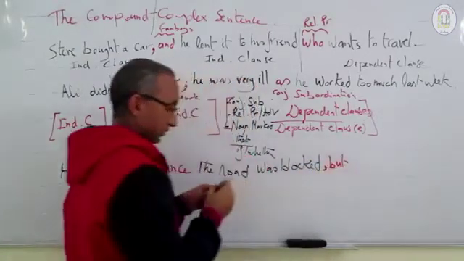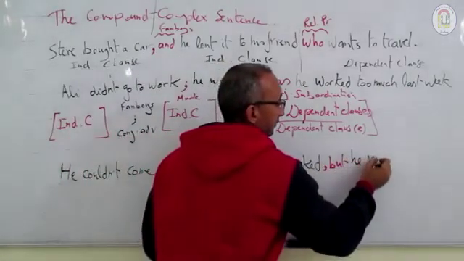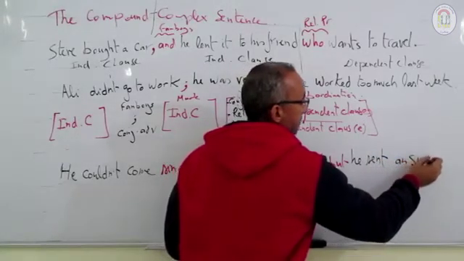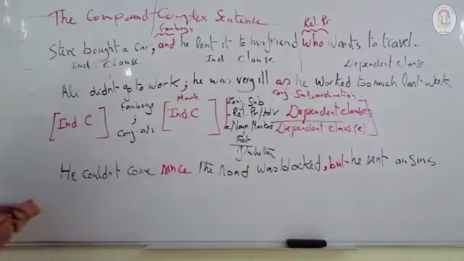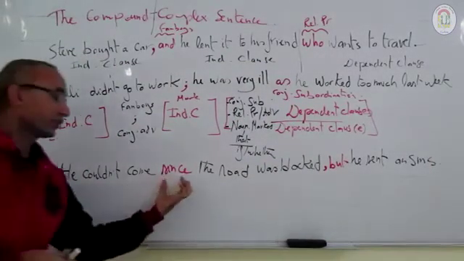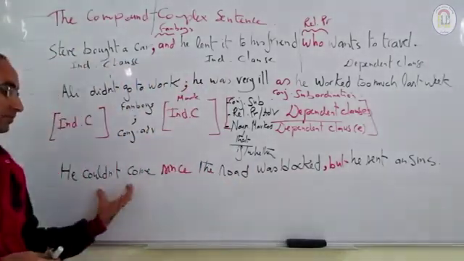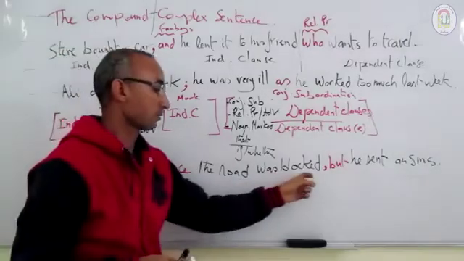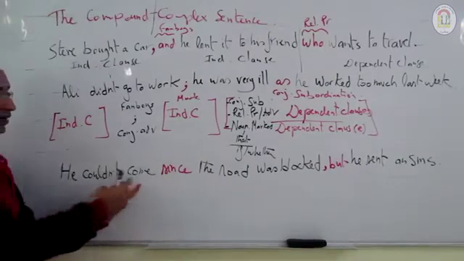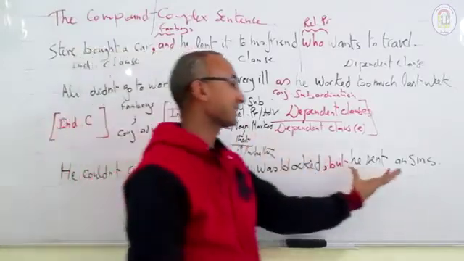but he sent an SMS, means a message. Now here, as long as I have these two markers, since and but, the first one is independent, joined to another which is dependent, and the third one is independent.